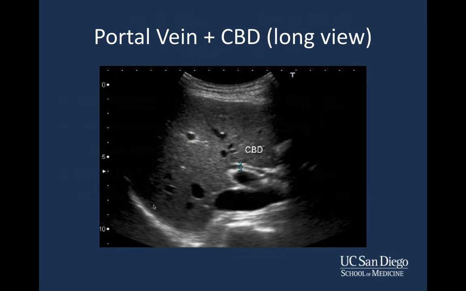Take a look. So here you can see portal vein. Just adjacent to it, you can see these hyperechoic walls of portal vein and then also of common bile duct running just anterior to the portal vein. Vena cava, portal vein, and then this is a common bile duct just anterior to the portal vein.